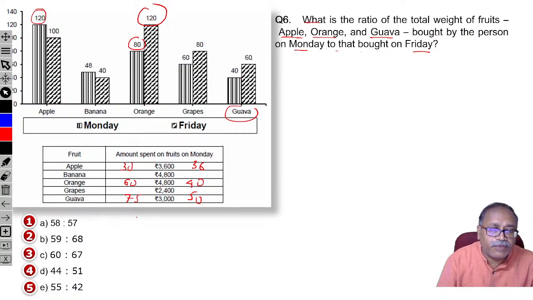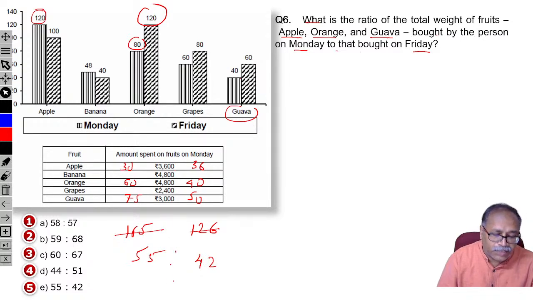So now I will make the total here. So 90 plus 75, that is 165. And here 90 plus 126. So can I cancel this by 3? Yes, both the numbers are getting cancelled by 3. 3 5s are 15 and 3 5s are 15. 3 4s are 12 and 3 2s are 6. So I am getting the answer as 55 is to 42.